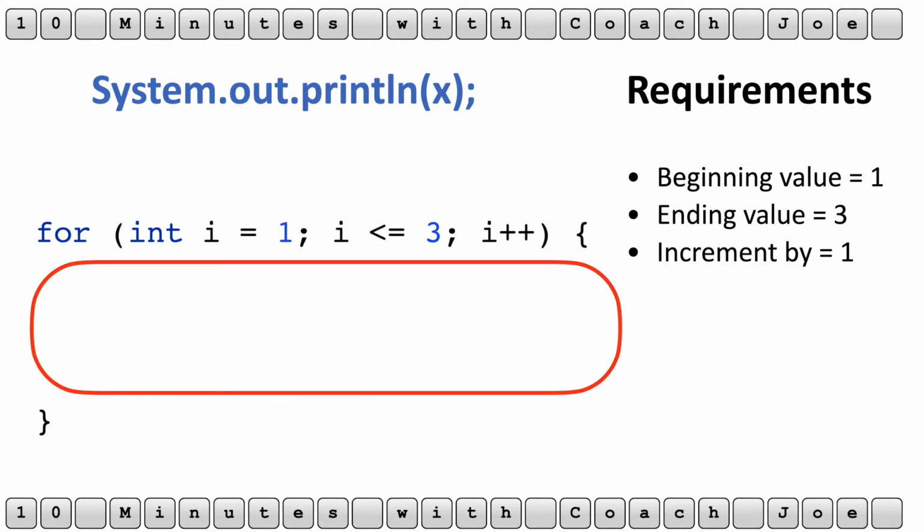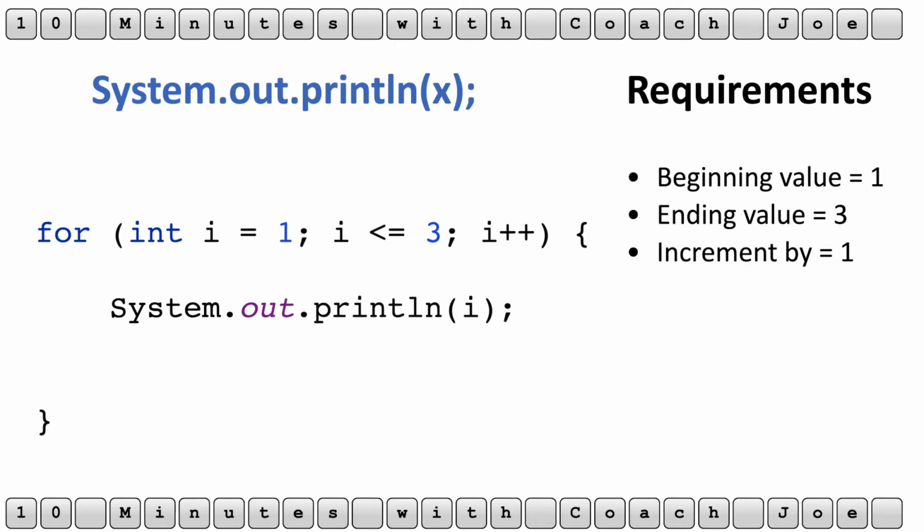Inside the code block will be all the code to be executed for each iteration of the loop. Here is where the System.out.println method is placed. The result of this for loop statement will output the numbers 1, 2, and 3. If the condition was changed to i less than or equal to 20, the statement will output the numbers 1 to 20.